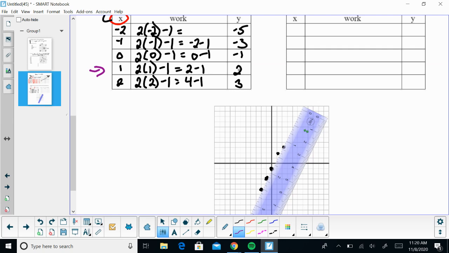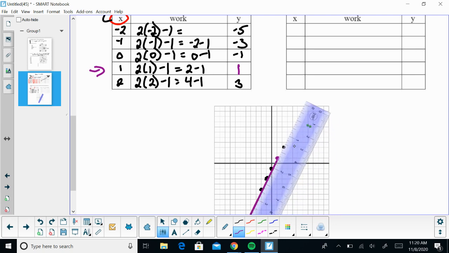2 minus 1 isn't 2. Look at that. I made a mistake. 2 minus 1 is actually 1. So let's go back and double check that point. So that is actually the point 1, 1. We're right here. Yeah, that looks much better. That lines up much better on my graph.